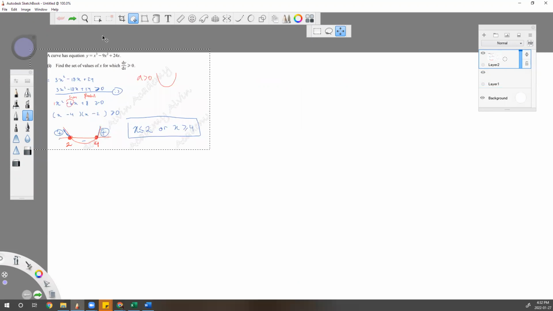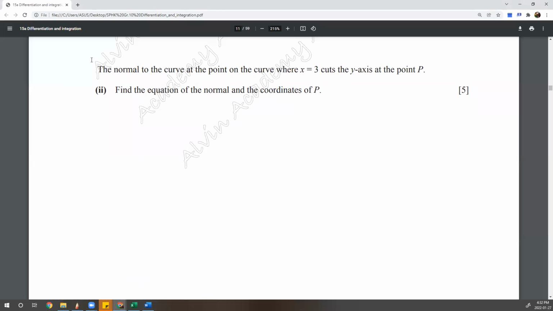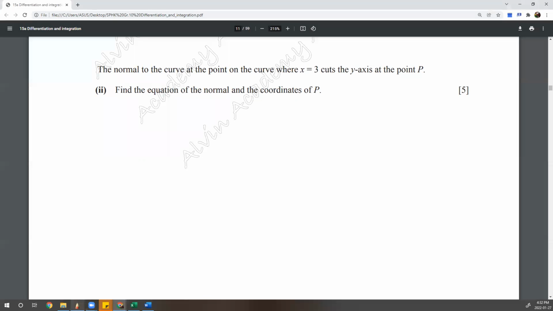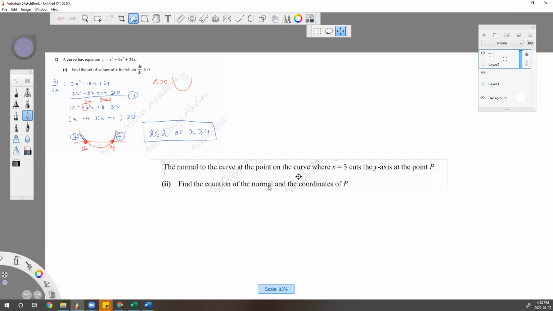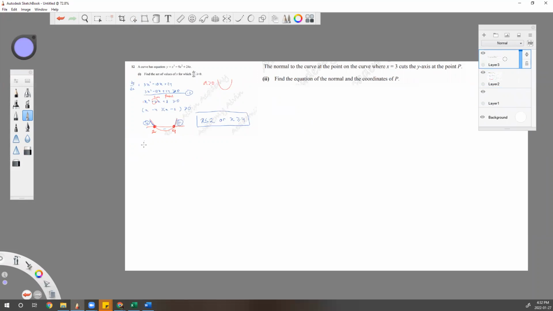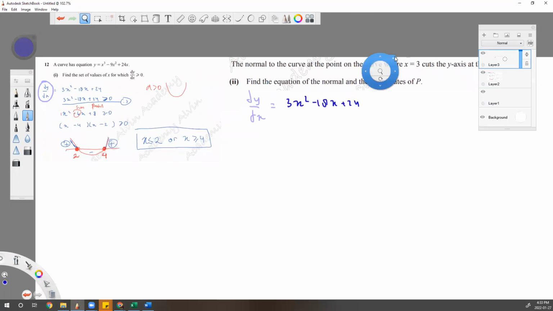So for question 2, the normal to the curve. Remember, the normal is always the negative reciprocal of the tangent, always perpendicular to its tangent. So what is the gradient when x equals 3? dy/dx equals 3x squared minus 18x plus 24. Don't use the simple one, you have to use the derivatives.